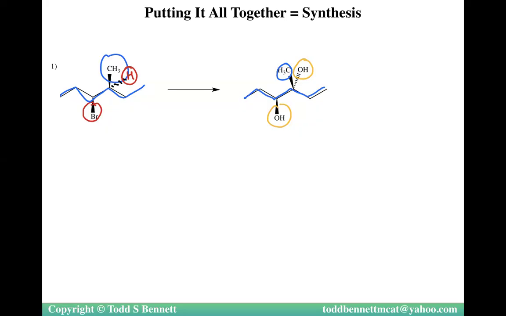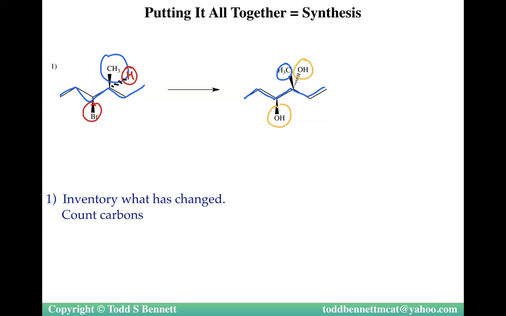Well, luckily, I know from earlier reactions that I can do an elimination. So I can do an elimination to get rid of an H and Br to form an alkene, and I know I can add two OHs, and I need to pay attention to the fact that they are anti to one another. So specifically, I know how to add one anti.